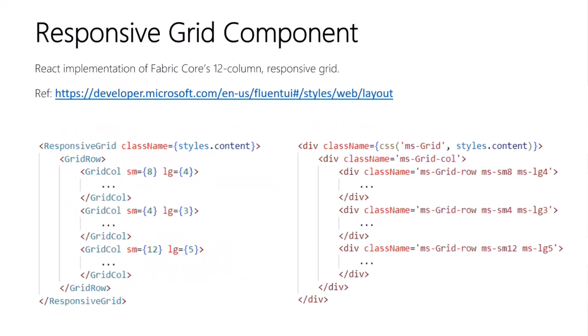Next up is the responsive grid component. Well, it's a set of related components: responsive grid, grid row, and grid col for column. These are very thin wrappers around Fabric Core's 12-column responsive grid. So instead of coding up a series of div elements and constructing a string of class names for the column sizes, we have React components for the rows and columns and props for all the different screen sizes, like small, medium, large. It supports all of the same push, pull and visibility functionality. So the code on the left and the right are equivalent, but I think the code on the left is much more readable.